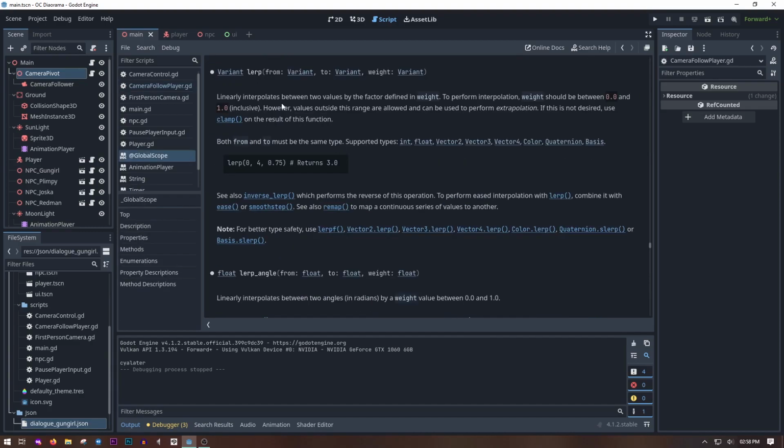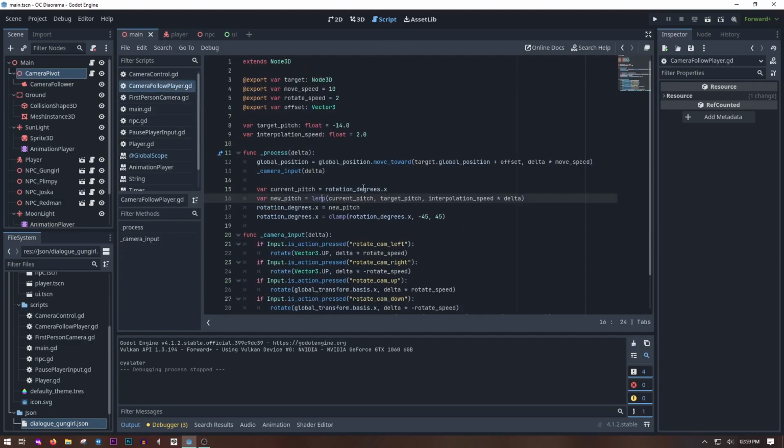Okay, so here's what it's explaining. Variant lerp. So from one variant to another variant with a certain weight. That's how it's explaining. So the lerp, linear interpolation from A to B at this speed. That's actually very easy to understand. So the current pitch is the variable here, which we get from the rotation degrees. The target pitch is the one we set. The interpolation speed is also one we set, and delta is always the delta.